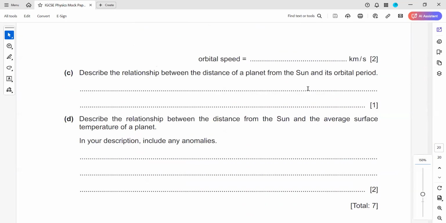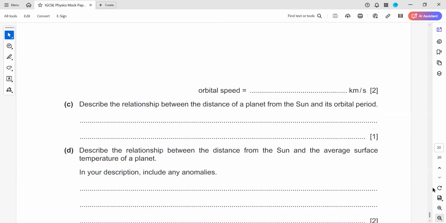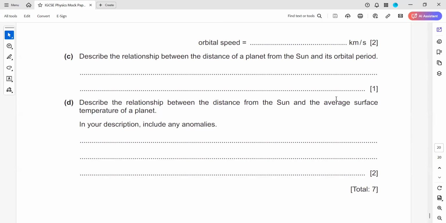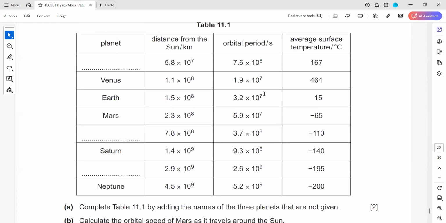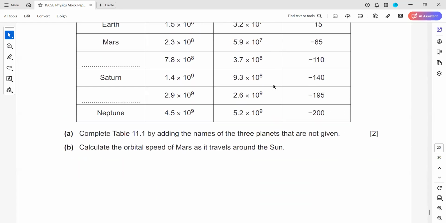The next says describe the relation between the distance of a planet from the sun and its orbital speed. So what is the relation? As the distance increases, the orbital speed will decrease. It will not increase. Like the planets which are closer to the sun, if you work it out, you will find that they are moving faster.